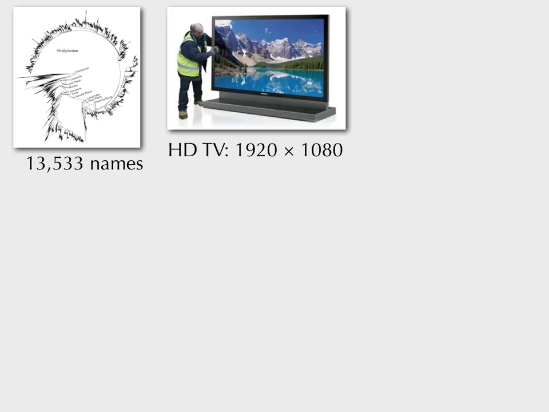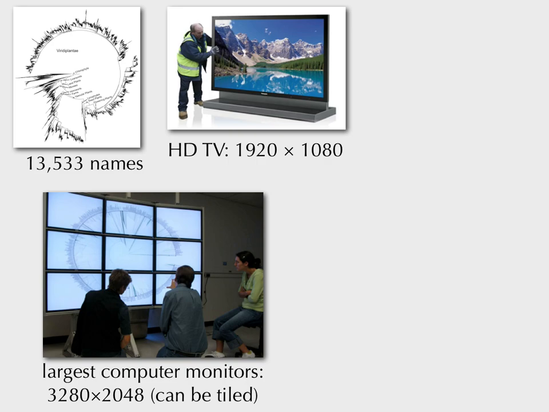Even looking at the thing is hard. Okay? So here's a tree of 13,000 names. It's little strings of text, right? Your fancy HDTV is 1920 pixels. You're not going to be able to stick 13,000 names in 1920 pixels. Look at them. If you have a tile of computer monitors, you know, 3,200 pixels, it's still not that great.